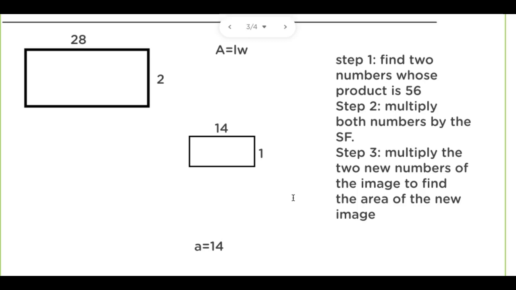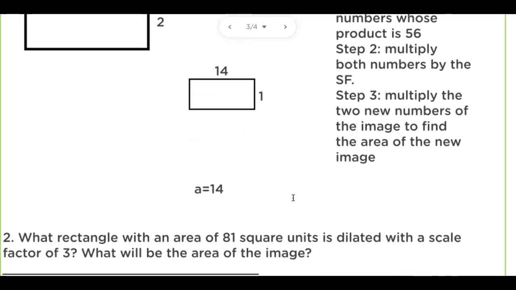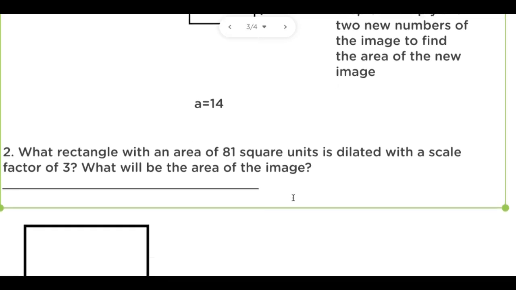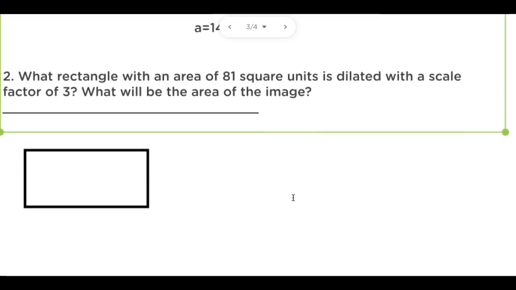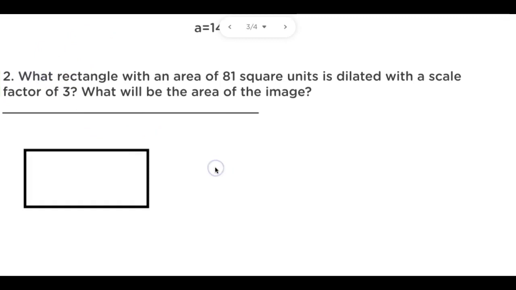Okay, let's work one more example, and I'll work this one quickly. What rectangle with the area of 81 units dilated with the scale factor of 3? What will be the area of the new image?